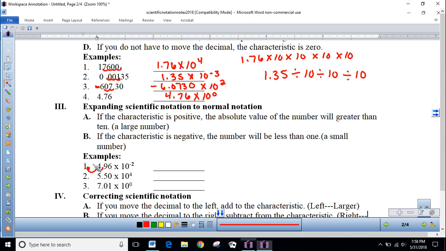We'll put our decimal and then fill in a 0. So we get 0.0496. And that's when you're putting it in normal notation.